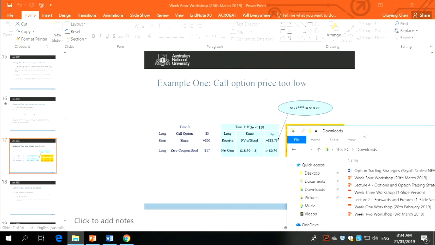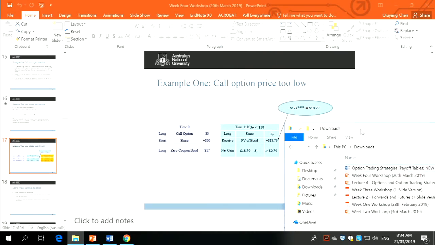All right? So in 1 year's time, what would happen? There could be only two scenarios. Share price finishes really low, lower than the strike, or share price finishes really high, higher than the strike. So let's have a look at this column here.